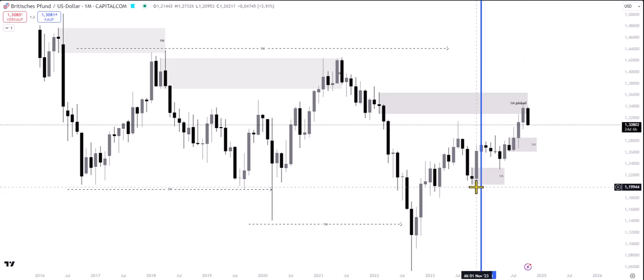You guys can see this is a monthly time frame here. Price came back, price reacted to the upside. This is a demand zone. Now this is another demand zone. Remember, price came here, price formed this demand zone, went up, came back to test the demand zone.